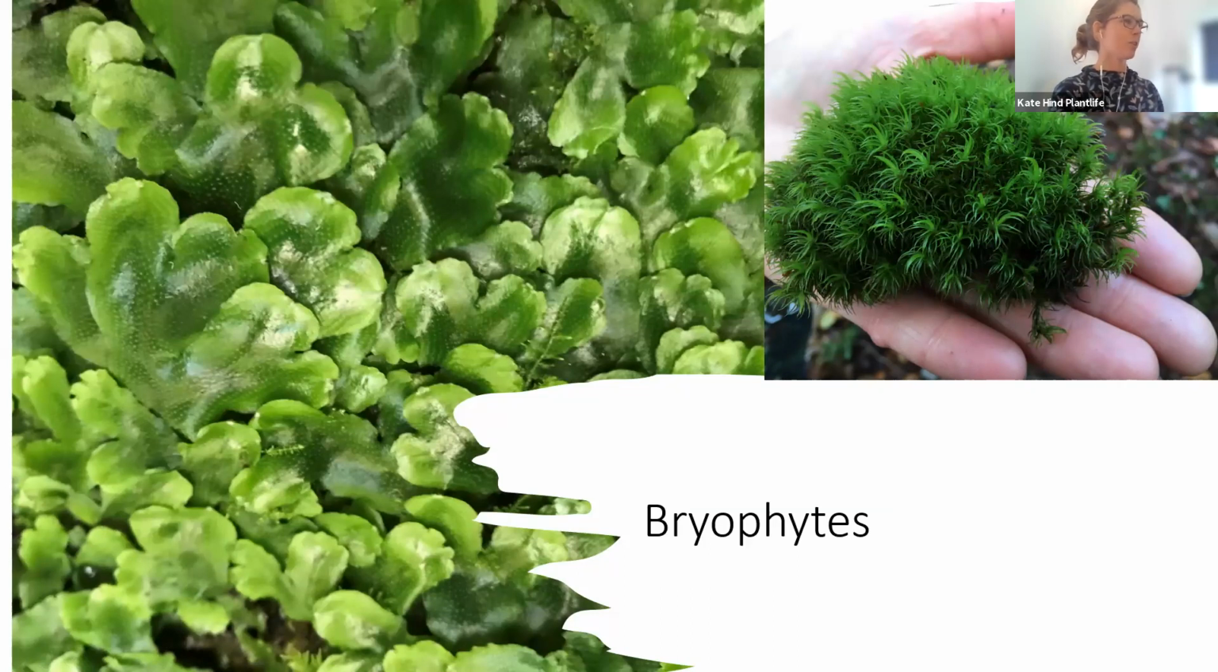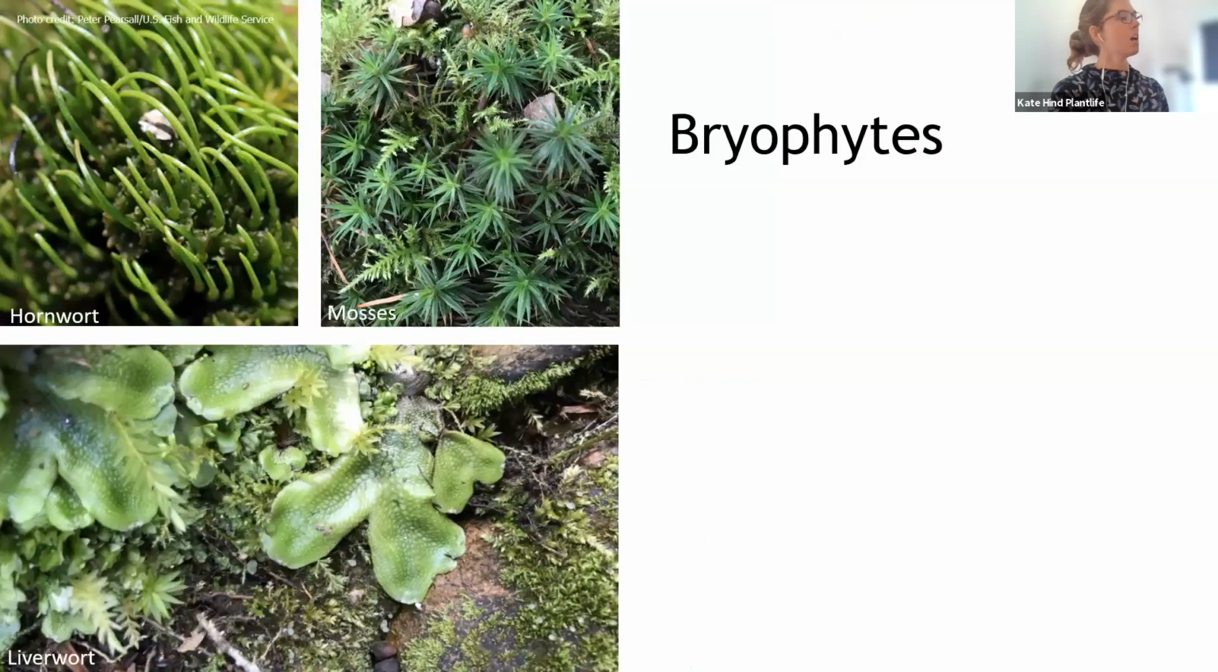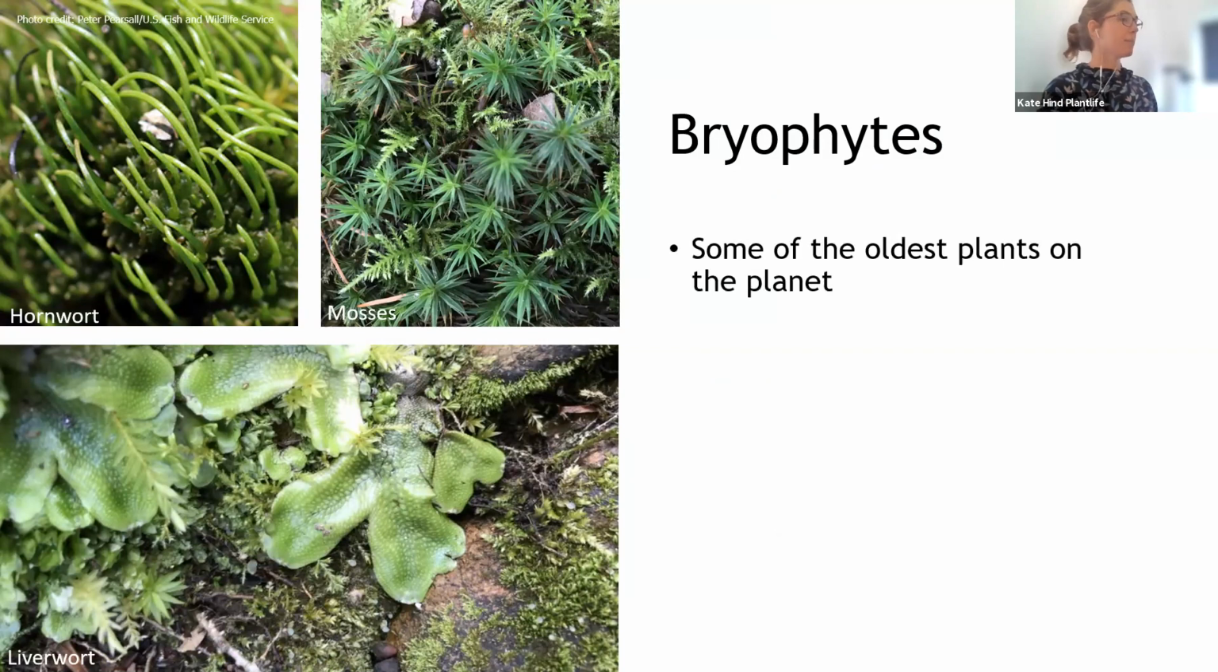So I'm going to show you some of the different ones that you get, and hopefully you'll see there's a real variety and diversity in them that we have in the UK. So the bryophytes cover 3 different groups. They include the hornworts, the mosses, and the liverworts. And we don't have many hornwort species in the UK, so I'm going to focus just on the mosses and the liverworts. They are some of the oldest plants on the planet, a bit like the ferns, with estimations of over 400 million years old.